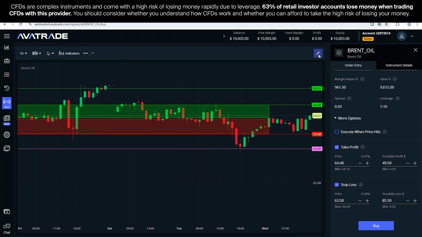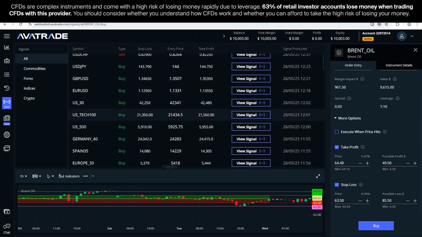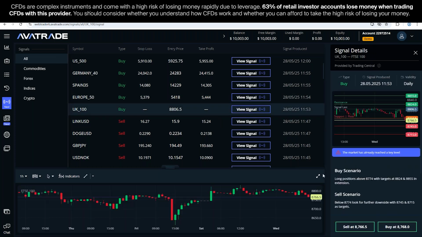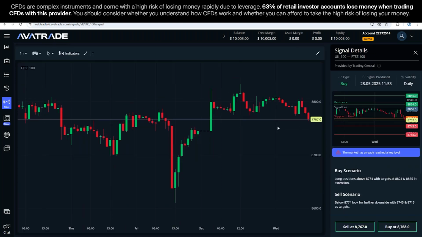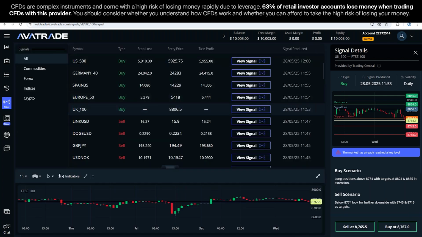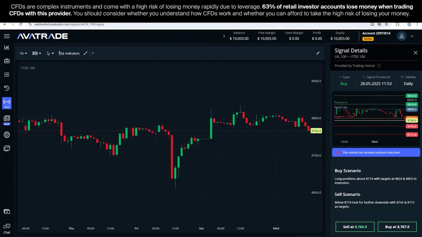Regarding the signals, as we saw, it's super simple to use. Sometimes we're going to have signals that look like FTSE, and if we click in here on view signal and try to use it the same way we did with Brent oil, it's not going to allow us. And the reason is, as you can see, the analysis that was done in here was based on certain levels that the market can get to, take profit and stop loss, which are based on support and resistance. But now we don't have those. So again, if we click on view signal, we don't have any take profit and stop loss. Therefore, we're not able to use this signal because the market has already reached a key level.